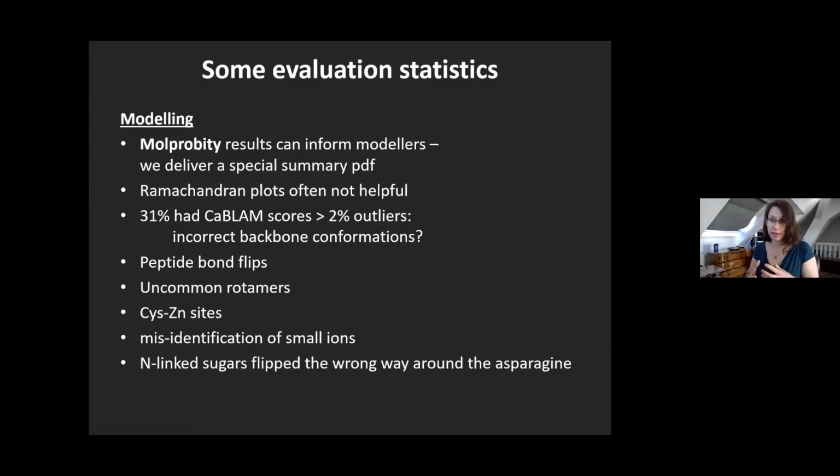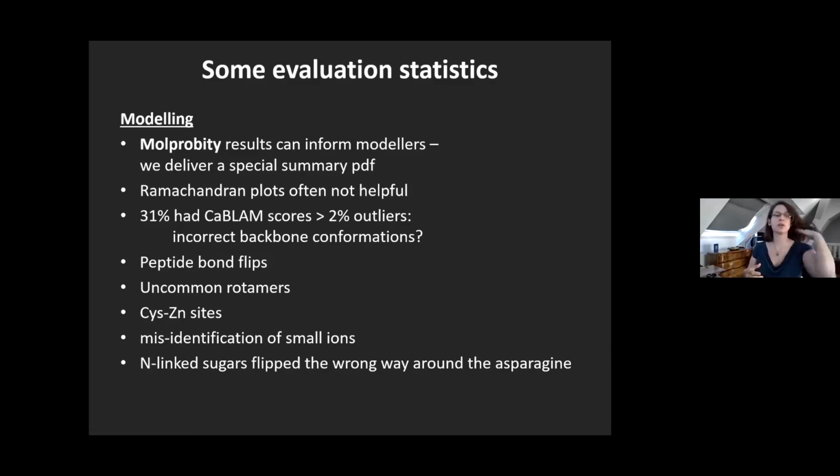And an incorrect backbone conformation, meaning that the amino acid main chain is somehow twisted or not where it should be, means that you really need to revise how you build the backbone, because it may be a wrong fold.